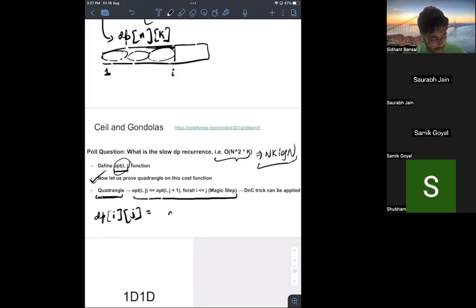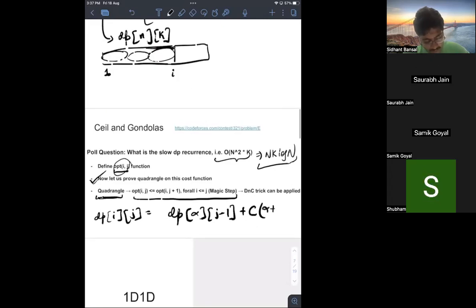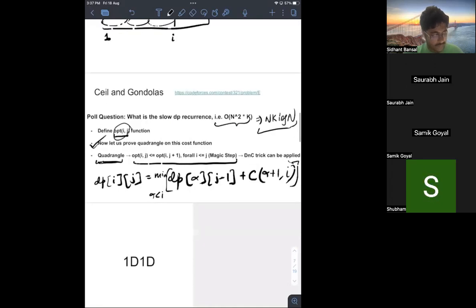And that would be something like dp[alpha][j minus 1] plus c(alpha plus 1 to i). And we'll take the minimum over all alphas less than i. What I'm trying to say here is, that's the way I write alpha. Maybe you guys write alpha in a different way. I just did not want to use the variable k, so that's why I came up with the Greek letter.